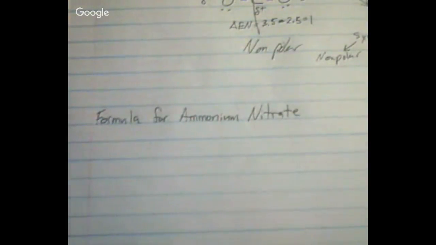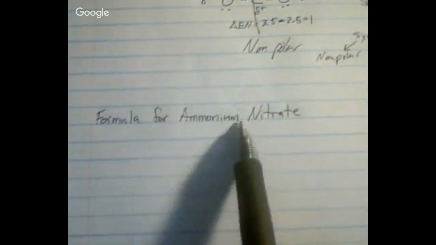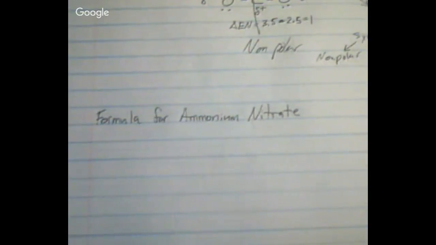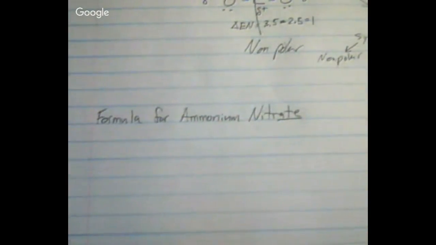All right, formula for ammonium nitrate. So this is an ionic compound because there are no prefixes. There's no mono, di, tri, tetra, anything on any of these. So it's definitely a metal and a non-metal. Another giveaway is this ends in -ate, which means polyatomic ion, which means it has a charge.